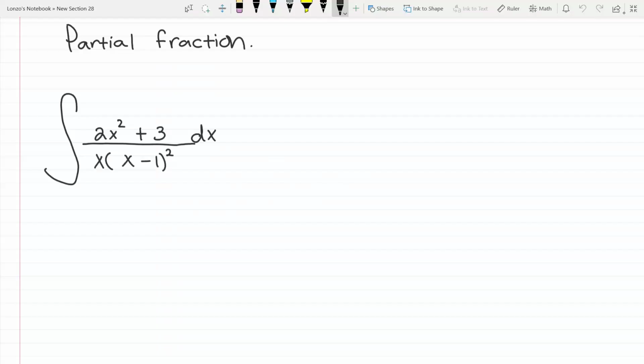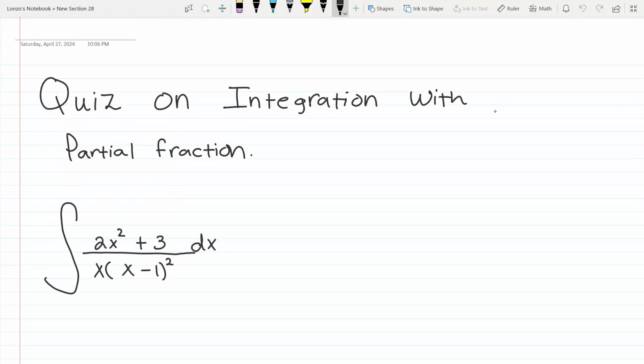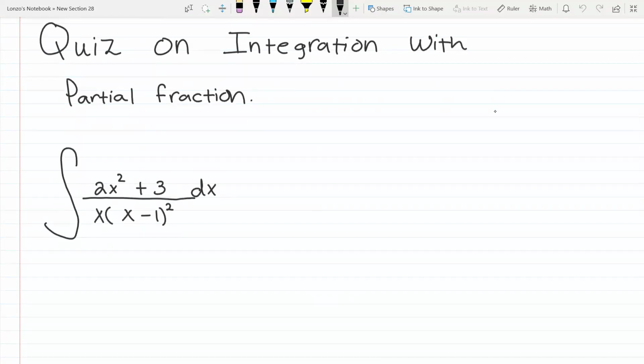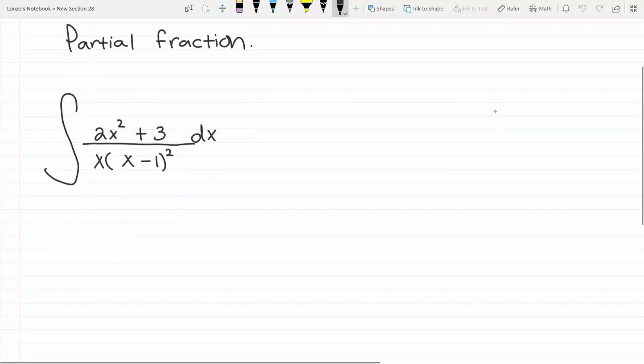Well, in this video, I will do a quiz on partial fraction integration. So this is a quiz on integration with partial fraction, and we've got to integrate (2x squared plus 3) over x(x minus 1) squared dx. So let's see what we have on the bottom.